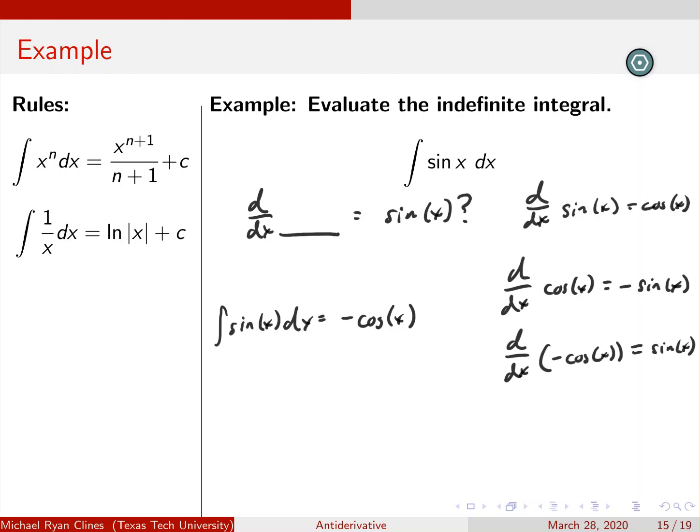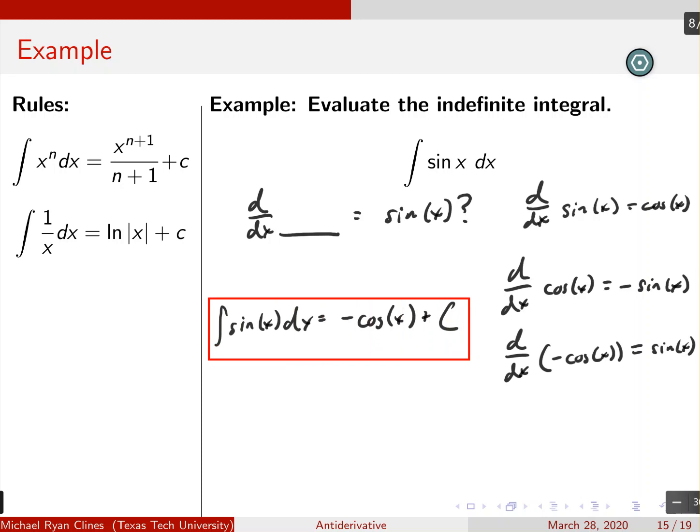Is that correct? No, it is not. We forgot our houseboat, that plus c. When we're dealing with an indefinite integral, we just got to get into the habit of tacking on that plus c at the end. Do not forget your houseboat. So the integral of sine of x dx is equal to negative cosine of x plus c. This is how we handle integrating trigonometric functions. We look at it and we have to think through our trig rules and try and work backwards to figure out what the antiderivative is using the derivative trig rules we already know.